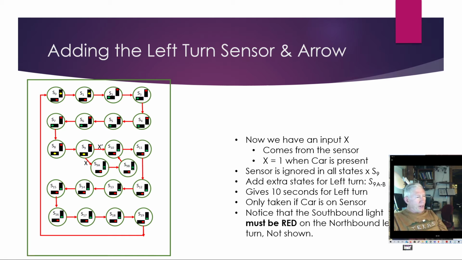Okay. So this adds nodes. We had 20 nodes, now we have 21 and 22 nodes. I think I may have messed this up, but anyway. You only check the sensor when you're in S9. That's the only time you really look at it. The rest of the time you ignore X, regardless of whether X is 1 or 0. You're going to the next state.